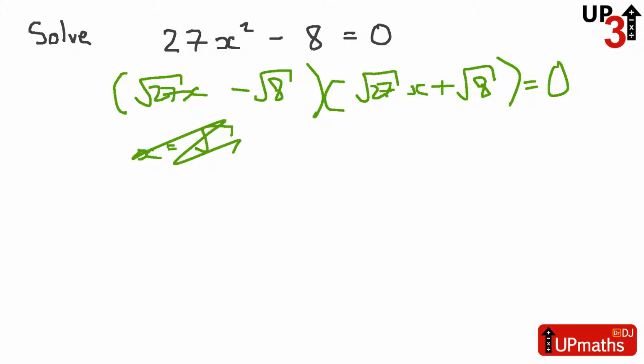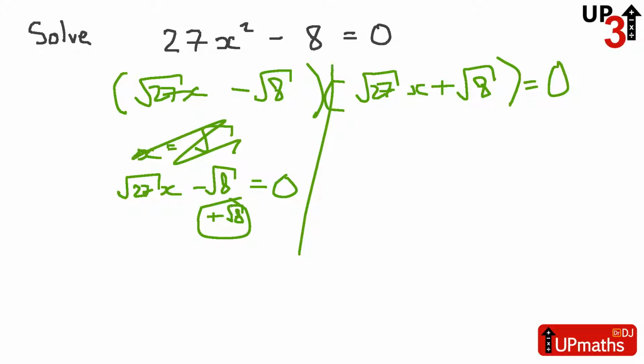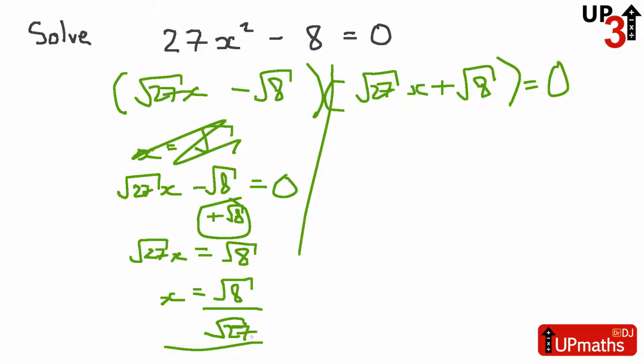So now that tells me that x equals the square root. Well, let's do this properly. So that means that root 27x minus root 8 equals 0. So I'm going to add root 8 to both sides. So that means that root 27x equals root 8. And then divide both sides by the square root of 27. There we go. And then the other side, do the same thing. You end up with x equals minus the square root.